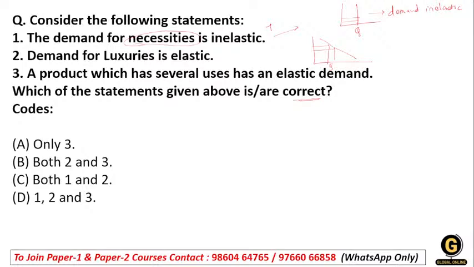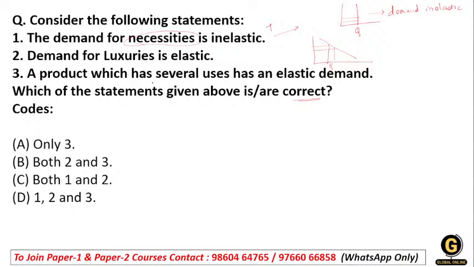So for electronic goods or luxury goods, if the price or taxes are reduced, in that condition more people will purchase them. So here you can see the price decreases, quantity increases. If the price increases, quantity decreases. So there you can see more effect on the elasticity.